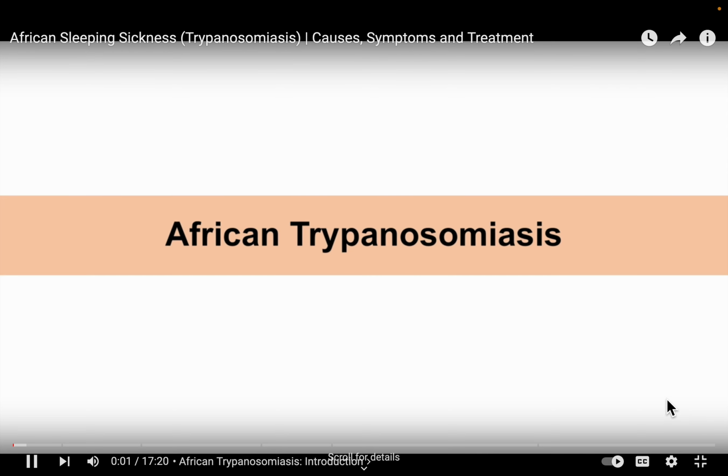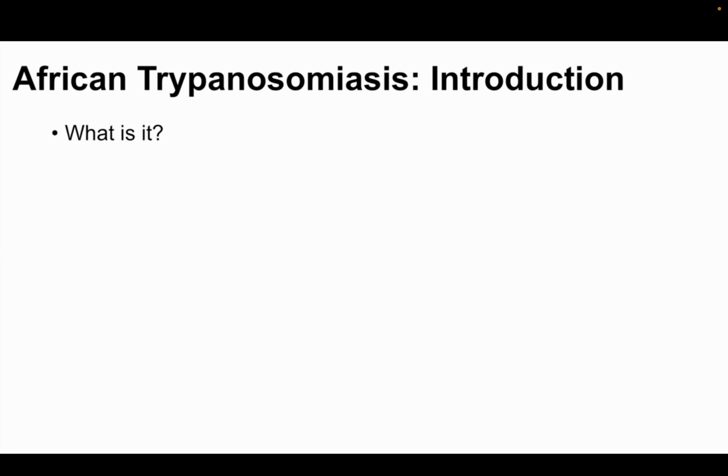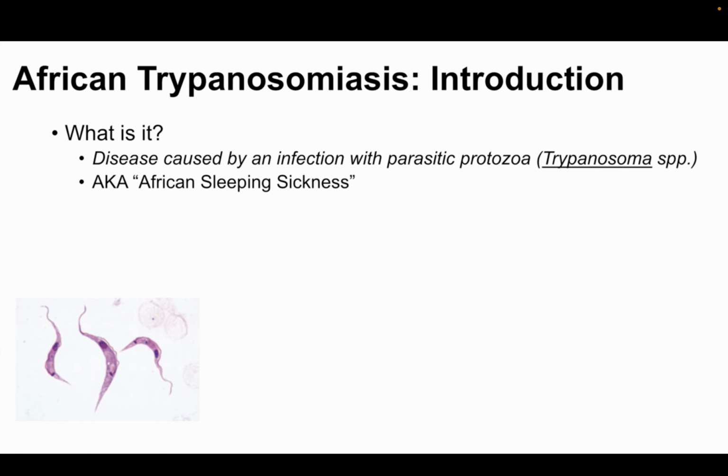Hey everyone, in this lesson we're going to talk about the protozoal disease known as African trypanosomiasis. So to begin, what is African trypanosomiasis? Well, African trypanosomiasis is a disease caused by an infection with a parasitic protozoa from the genus Trypanosoma. And here's an image of those Trypanosoma parasitic protozoa. African trypanosomiasis is also known as African sleeping sickness, and we'll talk about why that is later on in the lesson.